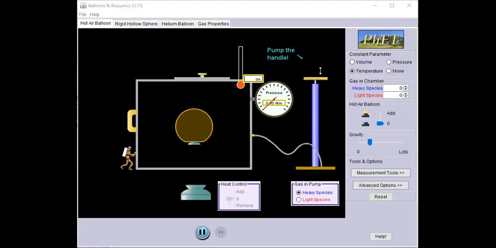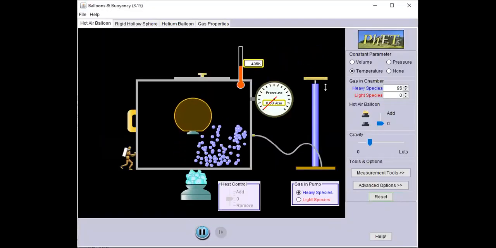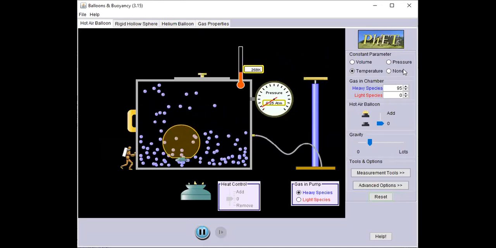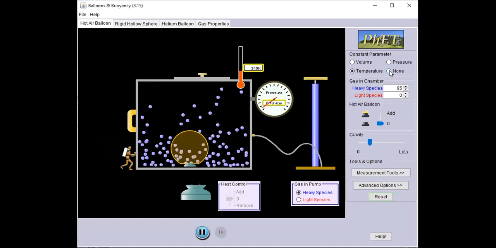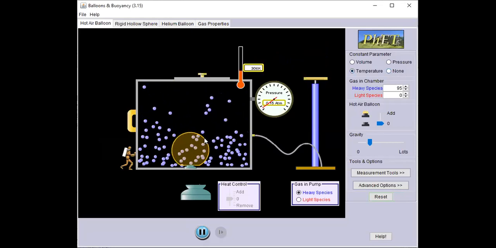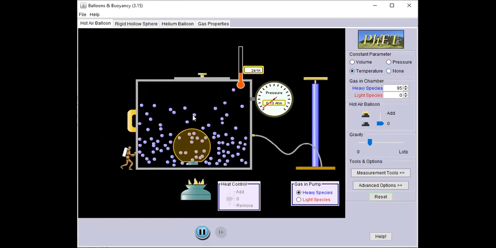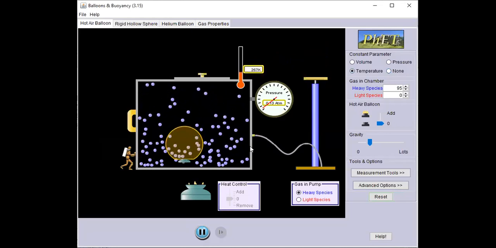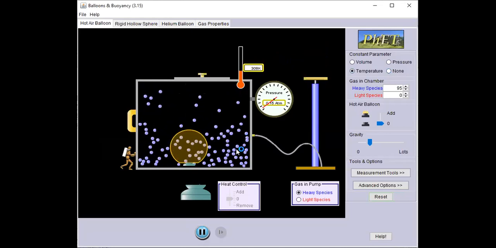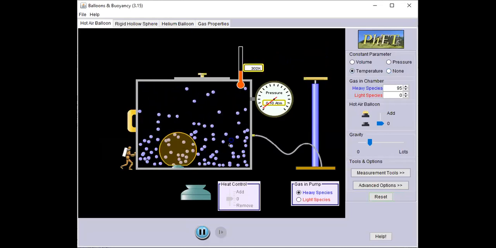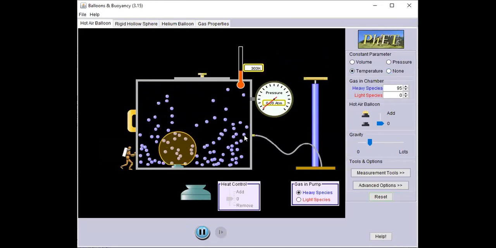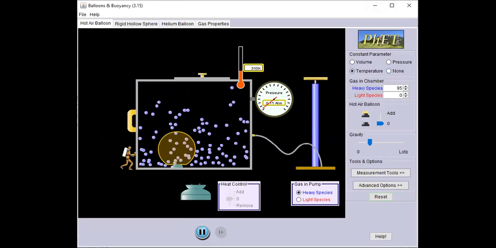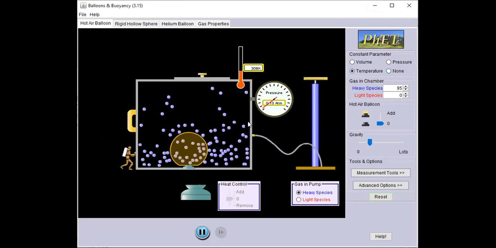So let's say you have a closed container. What we can see here is the gas molecules are able to move randomly. Because of that, they will experience collision with the wall of the container. Because of the collision, they experience a change in momentum. So there will be force exerted on the wall of the container.